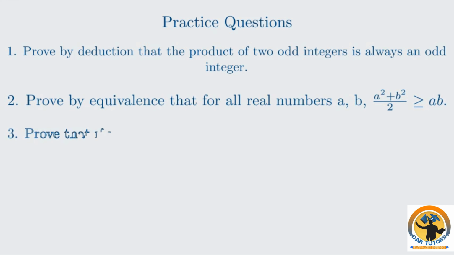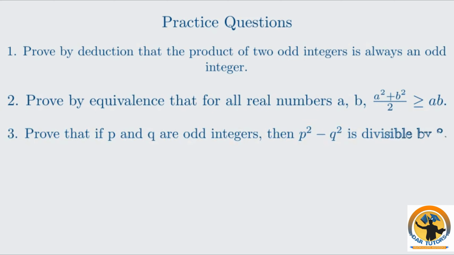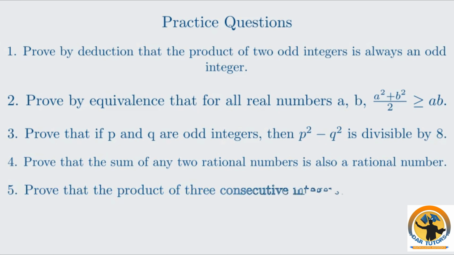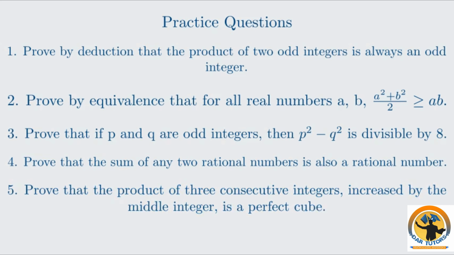Question 3. Prove that if p and q are odd integers, then p squared minus q squared is divisible by 8. Question 4. Prove that the sum of any two rational numbers is also a rational number. Question 5. Prove that the product of 3 consecutive integers, increased by the middle integer, is a perfect cube. Let's go through the solutions.